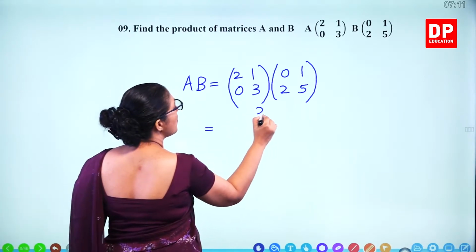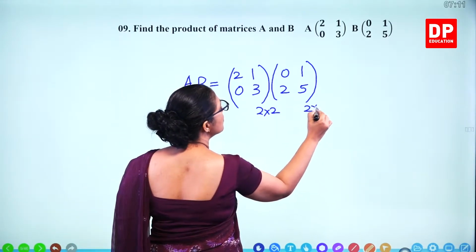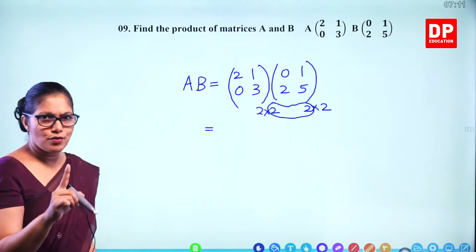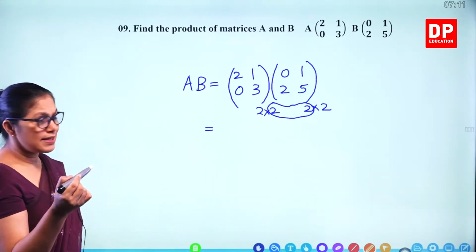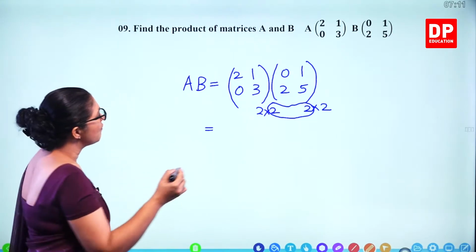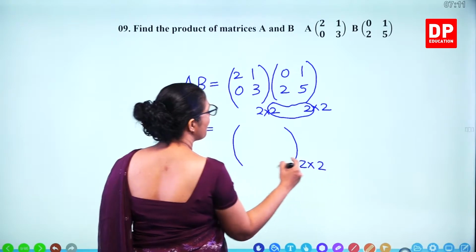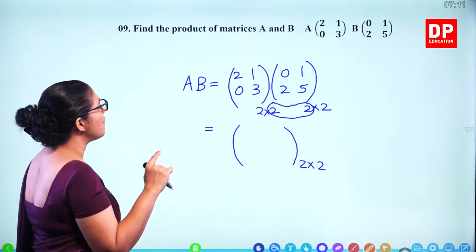This is 2 by 2, 2 by 2, so that means you can multiply: the number of columns in the first one is equal to the number of rows in the second one. So what's the final matrix you are getting? Another 2 by 2.